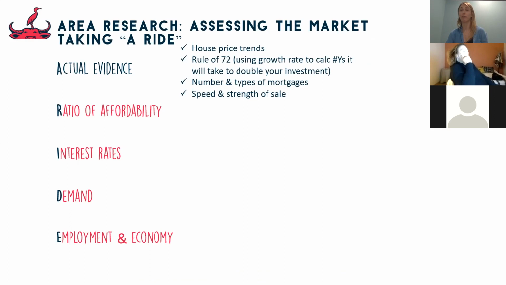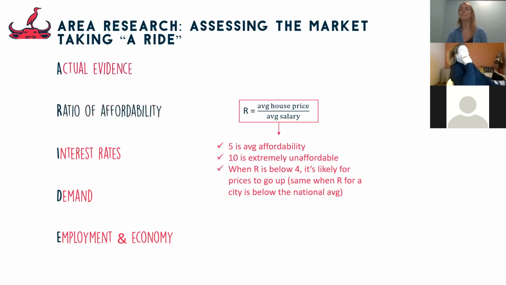Then we have the ratio of affordability. I'm going to put a very basic example here. The ratio of affordability will tell you whether a market is really unaffordable or not. And I'm going to use Australia as the example of a very unaffordable market. So let's say the average house price in Australia right now, and this is lowballing it, is around $800,000, okay? That's the average, more or less. And the average salary in Australia is 80K, okay? So the ratio there would be approximately a 10, right? 10 is an extremely unaffordable market.